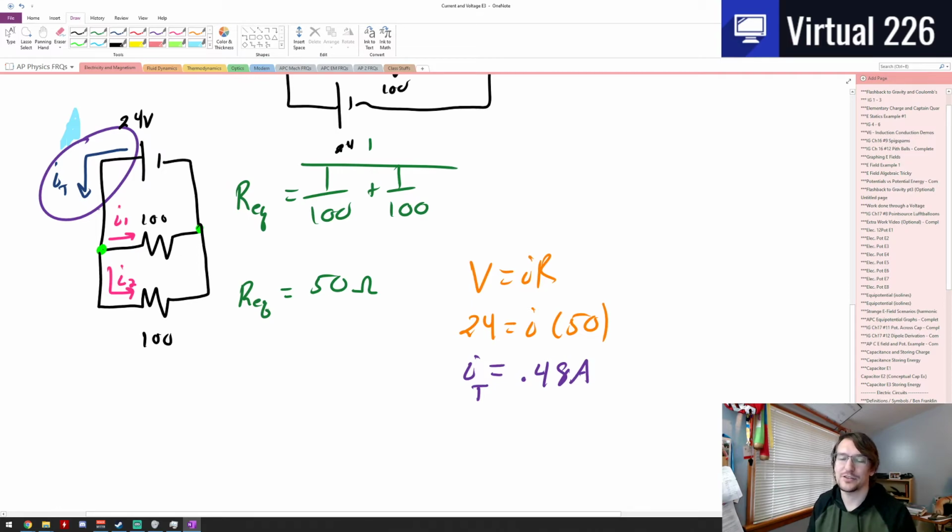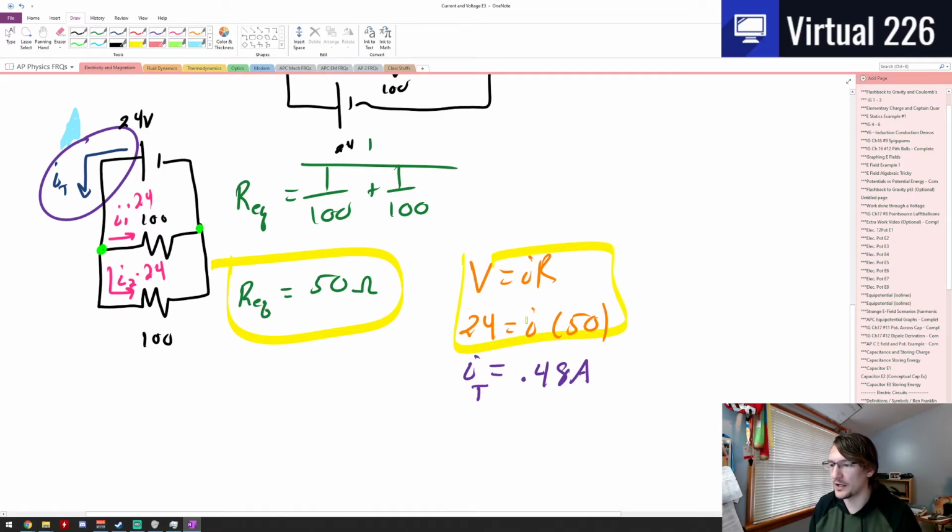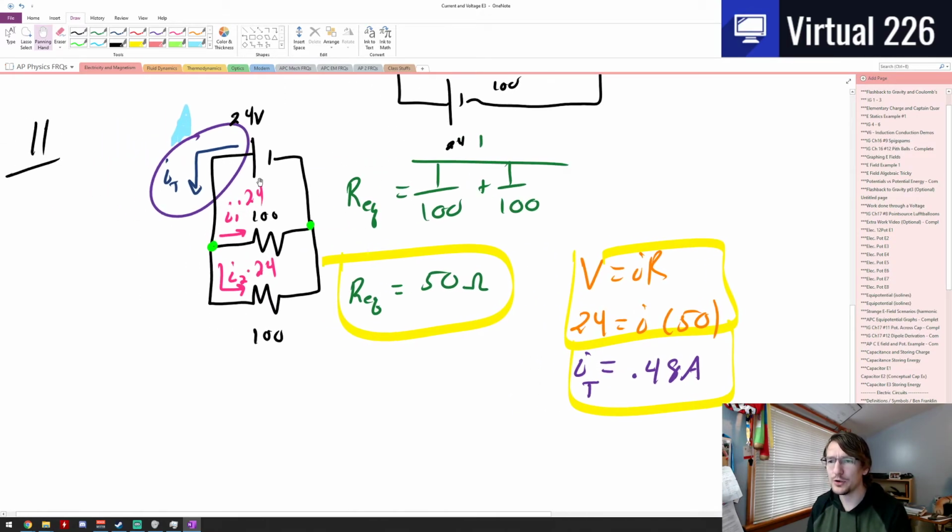Now our physics gut tells us, hey, we can split this up. We can just take half of it because these are equivalent resistors. 0.24 is going to go here, 0.24 is going to go here. But what if they weren't equivalent resistors? How would we do this in that case? Or how could I solve for this current first? Well, instead of finding the equivalent resistance and then using Ohm's law and then splitting it up into the 0.24s, I could look at just this branch of the circuit in blue here.